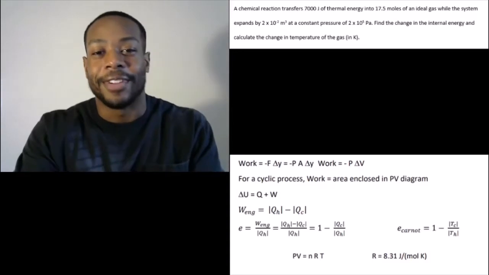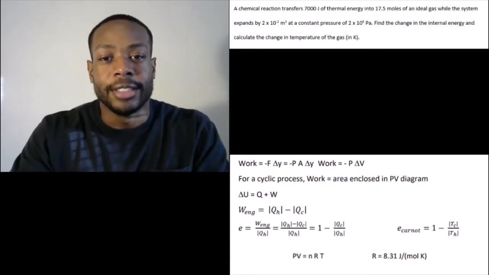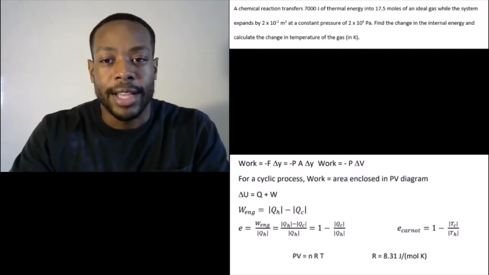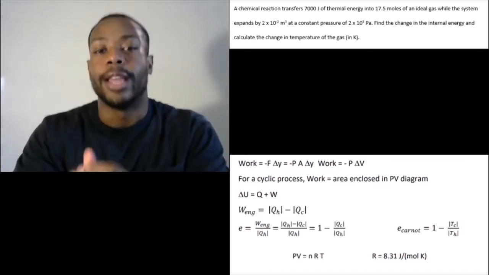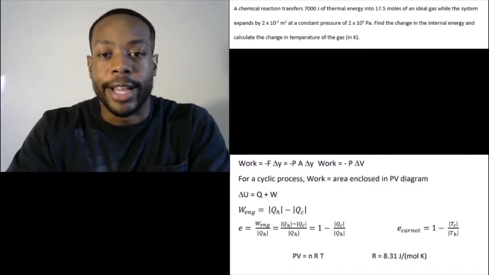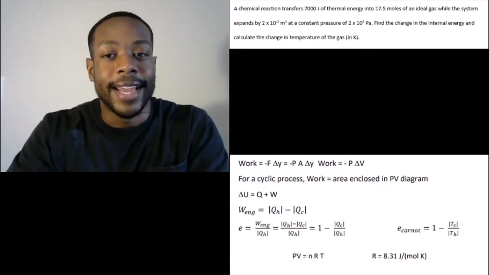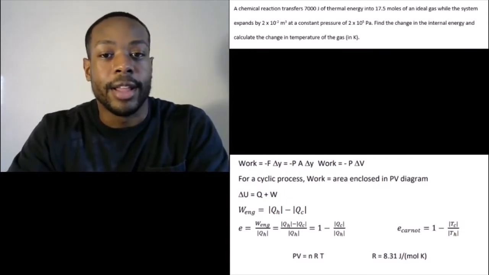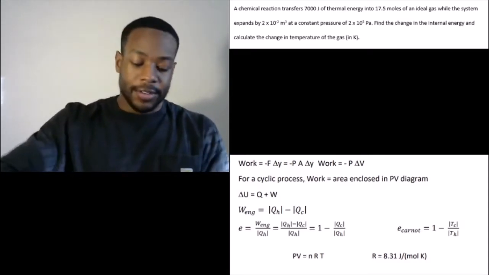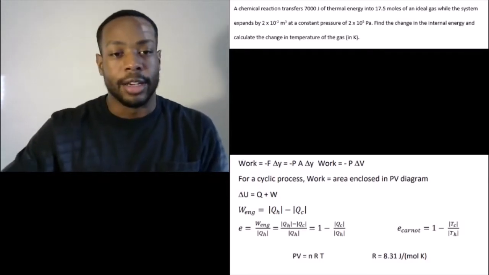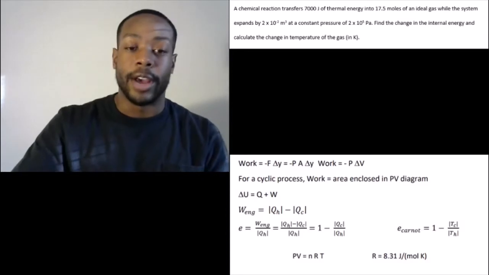Okay, so here we've got a chemical reaction that transfers 7,000 joules of thermal energy into 17.5 moles of an ideal gas, while the system expands by 2 times 10 to the negative 2 cubic meters at a constant pressure of 2 times 10 to the 5th pascals. We want to find the change in the internal energy and calculate the change in temperature of the gas in kelvins. So first, let's write what we have. That's always a good place to start, what we have, and we can find what we need, and see what we don't have.